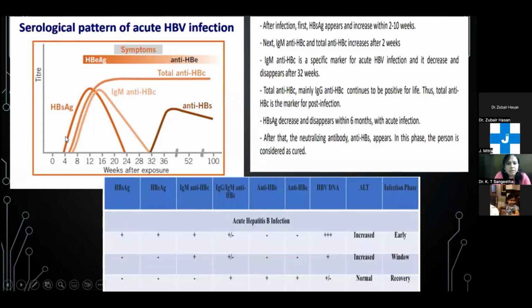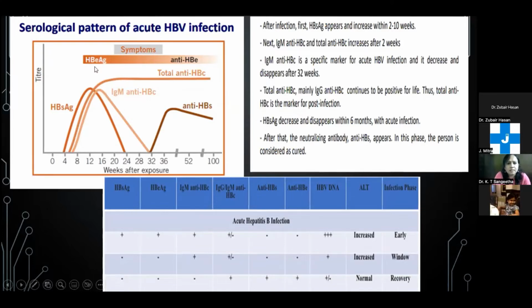So the first marker usually increases within 2 to 10 weeks. It reaches a peak and then gradually disappears by around 6 months. The next markers are the HBeAg and also the IgM anti-HBc. IgM anti-HBc rises and then drops by around 32 weeks. Next is the total anti-HBc, that is IgM plus IgG. This total anti-HBc remains positive almost throughout life. Thus, the total anti-HBc is actually a marker of past infection.